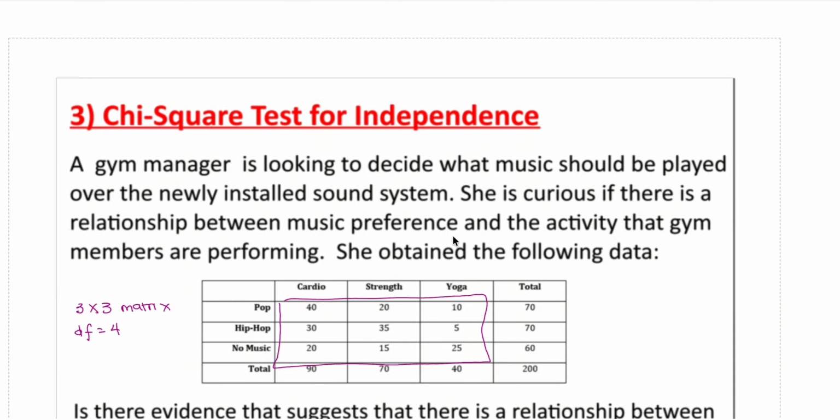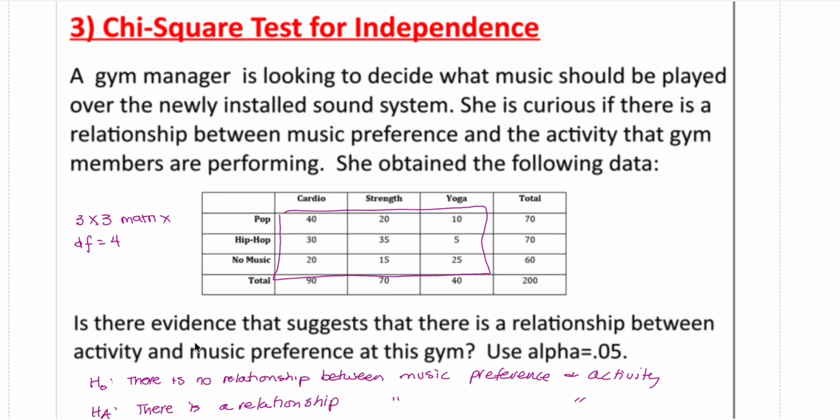So we have one sample, one population that we're putting the experiment on, but we have two variables that we try to find a relationship between. So be sure to know the difference. Is there evidence that suggests that there is a relationship between activity and music preference, sorry, at this gym? So that's another hint. If the question shows a relationship between two variables, 90% likelihood that this will be an independence chi-square test.